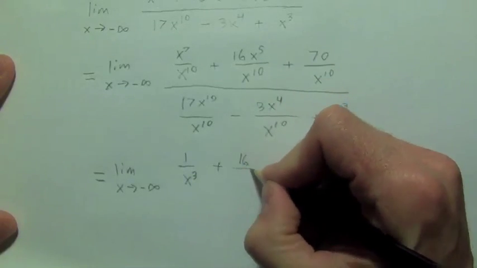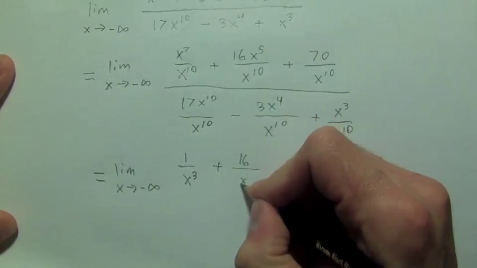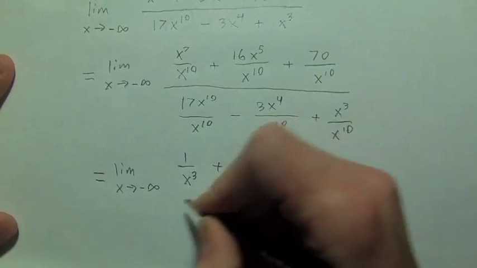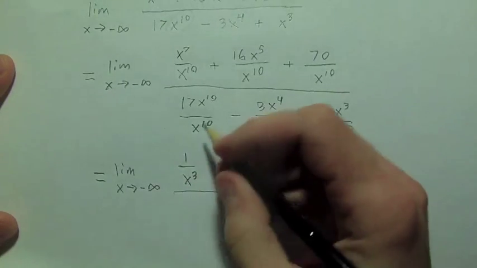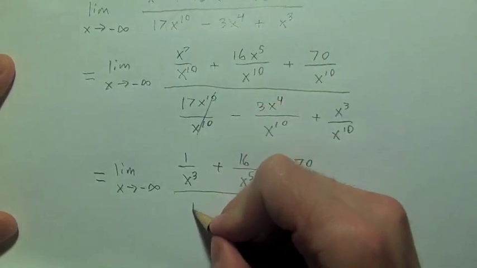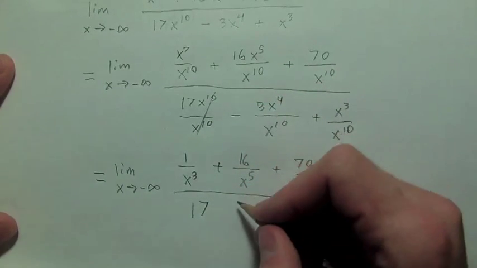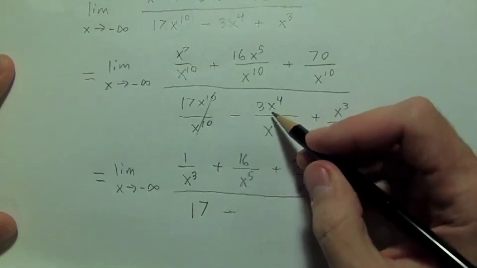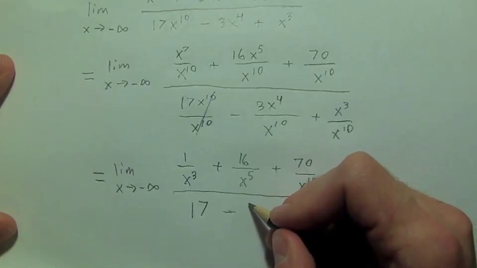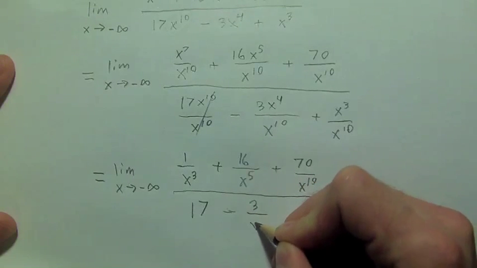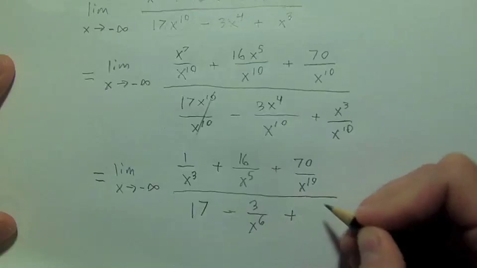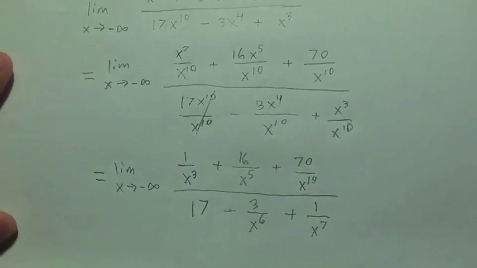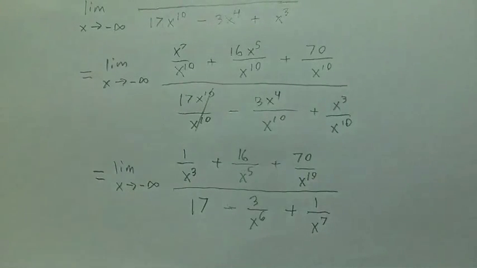This will cancel to be 16 over x to the 5th, and the 70 over x to the 10th just stays as is. Then we get, well, these cancel and we just get 17, minus 3 over x to the 6th plus 1 over x to the 7th.